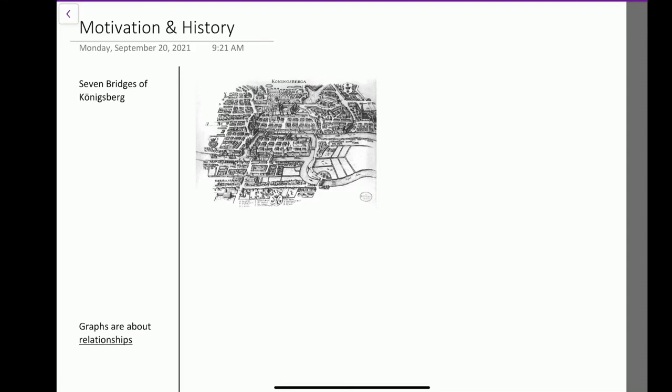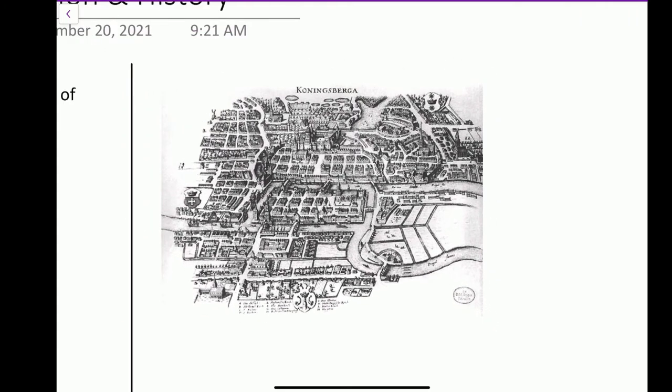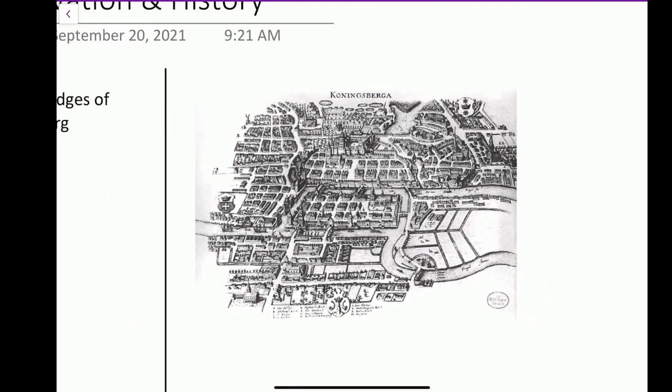Let's go ahead and start with a motivating example. What we've got here is a historic map of the city of Königsberg that was in Prussia. I now believe it is in Kaliningrad, Russia. Let's point out a few things from it.